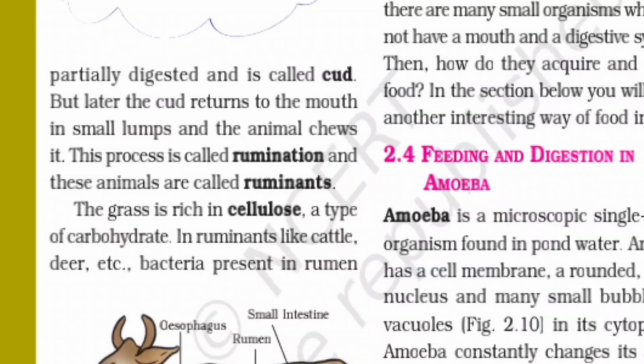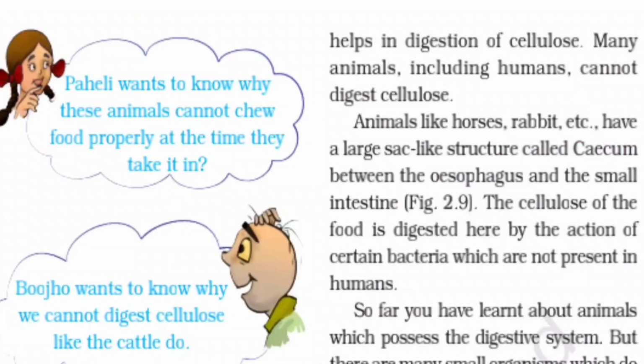The grass is rich in cellulose, a type of carbohydrate. In ruminants like cattle, deer, etc., bacteria present in the rumen help in digestion of cellulose. Many animals, including humans, cannot digest cellulose. Animals like horse, rabbit, etc., have a large sac-like structure called the cecum between the esophagus and the small intestine. The cellulose of the food is digested here by the action of certain bacteria which are not present in humans.